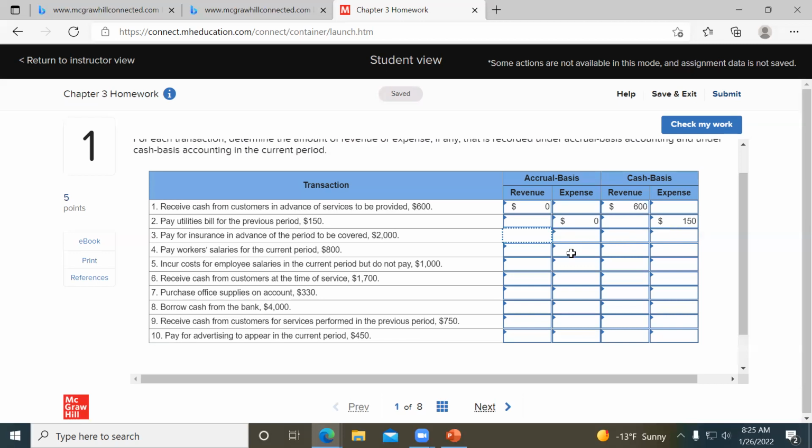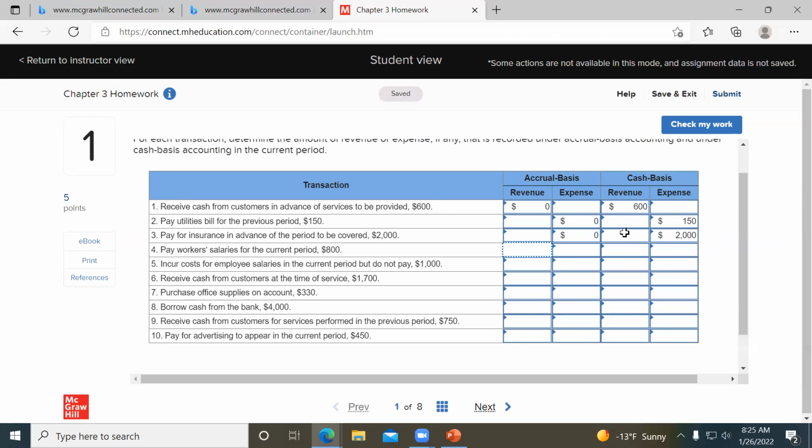Okay. We pay for insurance in advance of the period to be covered for $2,000. Under accrual basis, we would record that as prepaid insurance, wouldn't we? As an asset. Therefore, we wouldn't have an expense until the insurance is expired. But under cash basis, would we record this as an expense? Yes.